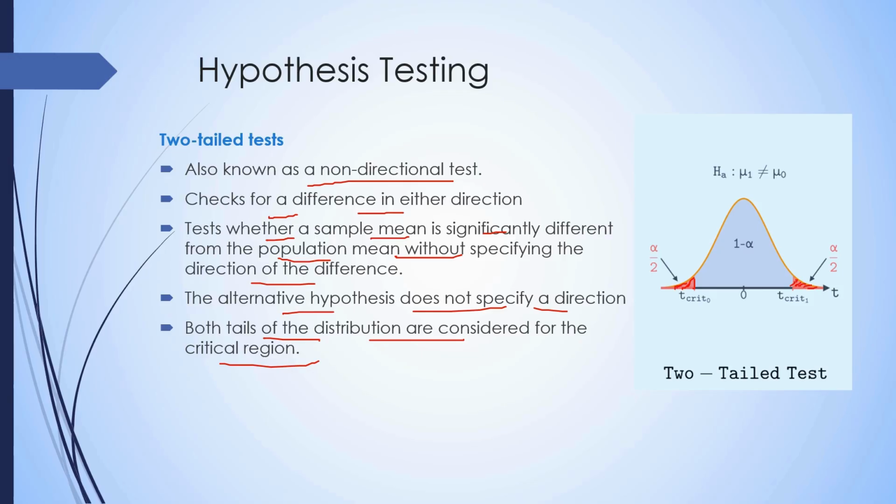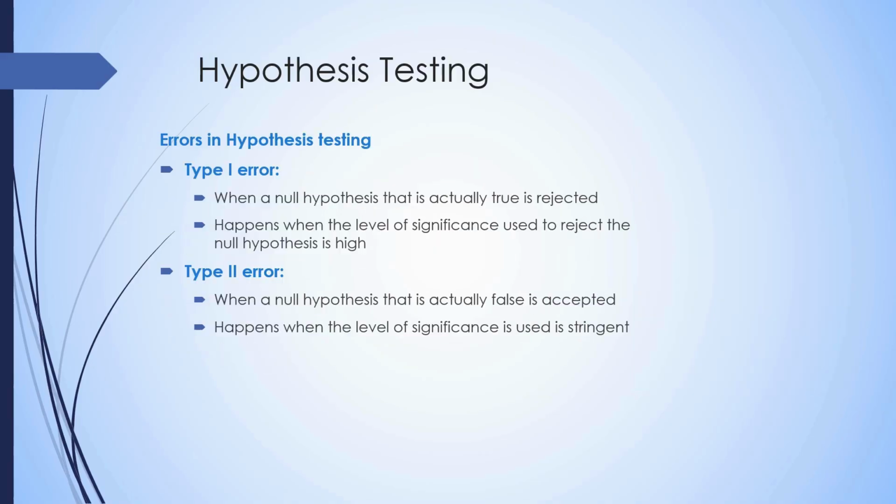Okay. So what does this mean? If you have a level of significance of 0.05, half of this would fall on this side, half of this would fall on this side. So if your calculated value falls in this region, then you accept your alternative hypothesis and go ahead with your study. And if it falls anywhere else, then your null hypothesis is accepted and you just stop the study. Okay, so this was one-tail test and two-tail tests. Next, we have errors in hypothesis testing. So what are we doing right now? We are learning the two main procedures that are involved in inferential statistics.